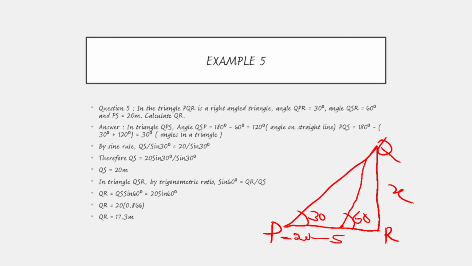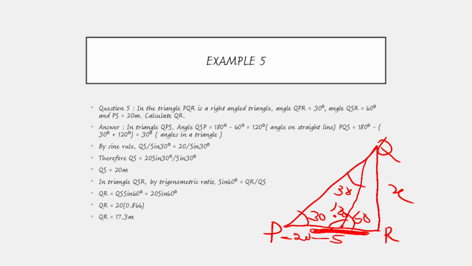The first thing you do is, since this place is 60 degree, find this place. Remember that this is angle on a straight line. If you remove 60 from 180, this place is 120. 120 plus this one will give you 150. If you remove it from 180 degree, you have this place, which is 30 degree. Therefore, that place is 30 degree.